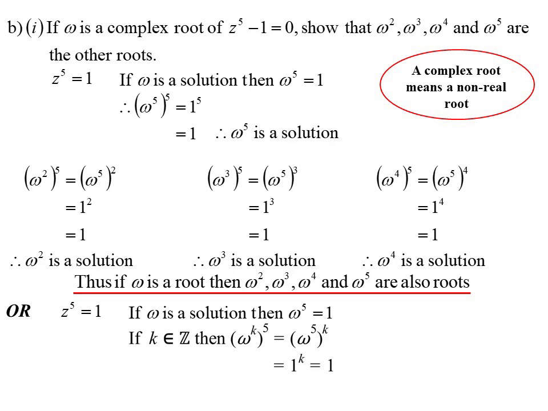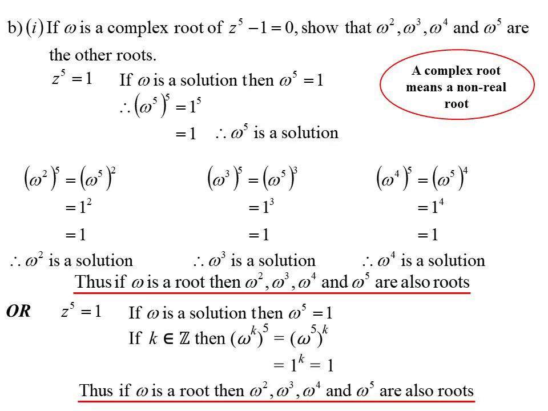4 times. So therefore, k, remember, we defined to be an integer. So if omega is a solution, omega to the power of k, where k is an integer, is also a solution. So squared, cubed, power of 4, power of 5 are solutions. In fact, any integer would be a solution. Now some will create the same solutions.